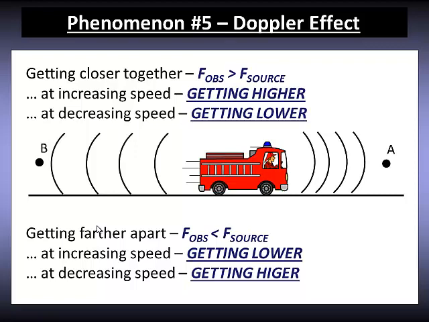So when you're at point A, the frequency is going to be higher, the wavelength is going to be shorter, and it's going to be observed as a higher pitch, higher frequency. At point B, the waves are more spread out because the fire truck's moving away. So this is going to be a lower frequency, a longer wavelength, and a lower pitch.